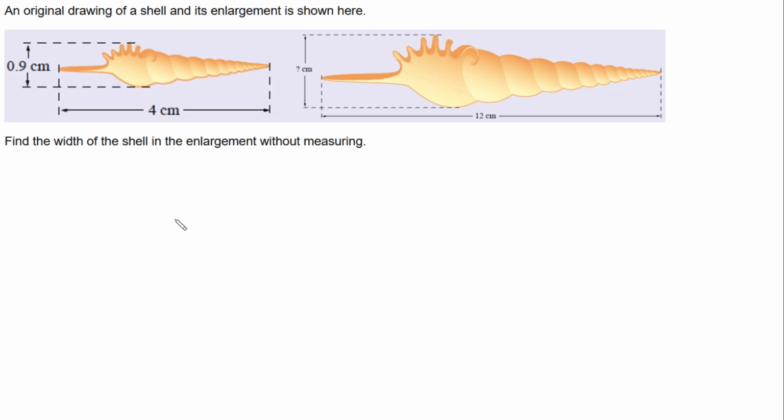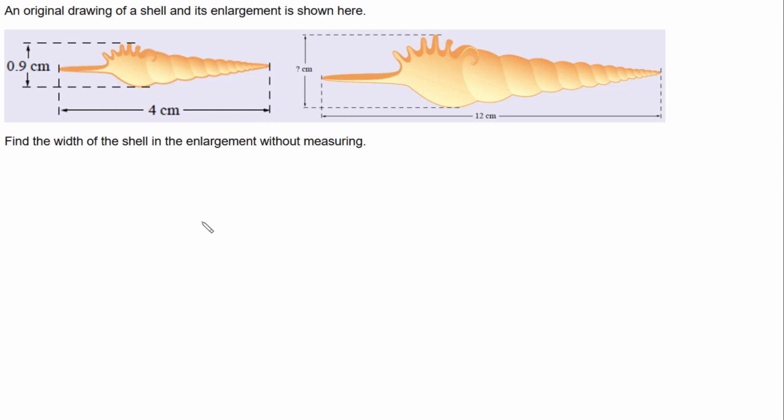Hi, in this video I'm looking at this problem here where we have a drawing of a shell and its enlargement, and we know the dimensions of the original drawing, but we don't know the width of the enlargement, and we want to work that out. So what we actually have is a similar figures problem, because we've got something that's simply been enlarged. So these two figures are similar, and to answer this problem I can use a halo method.